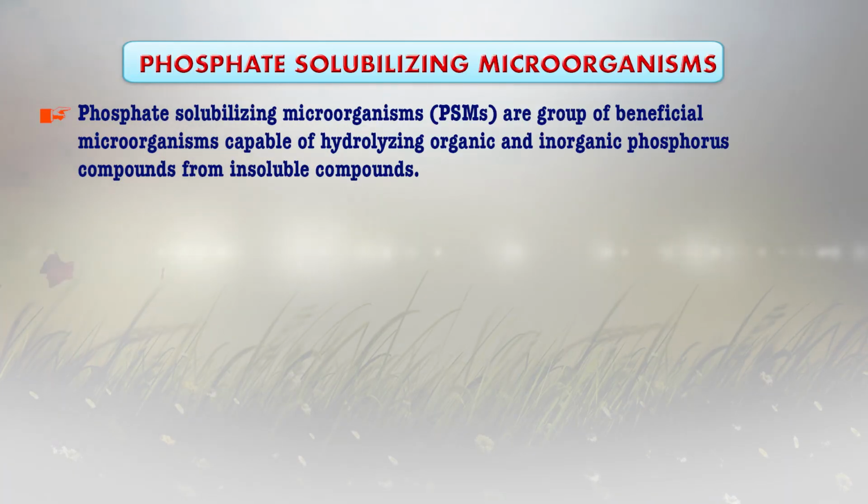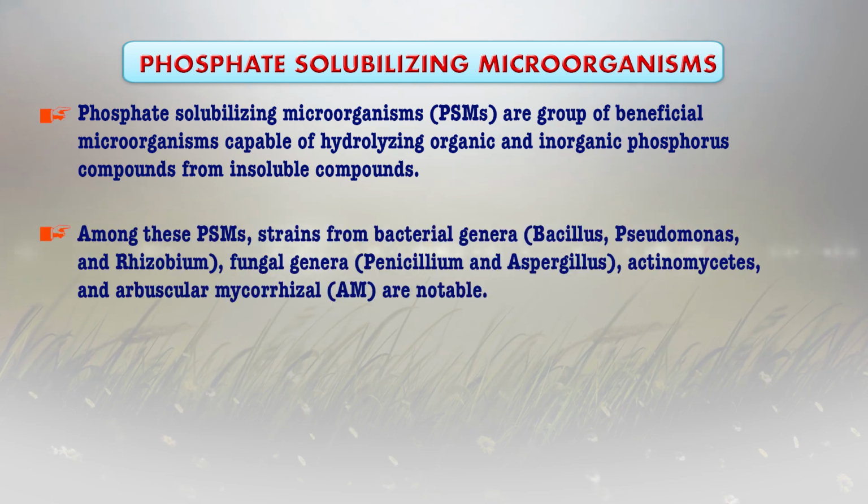how PSM produce plant growth and their possible role as biofertilizer in crop production. These are a group of beneficial microorganisms capable of hydrolyzing organic and inorganic phosphorus compounds from insoluble compounds. For example, strains from the bacterial genera Bacillus, Pseudomonas and Rhizobium, and the fungal genera Penicillium as well as Aspergillus, Acidobacillus, and sometimes arbuscular mycorrhizae are some of the important microbes we can consider.